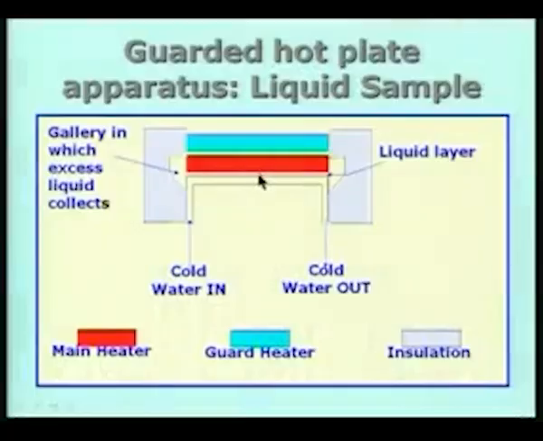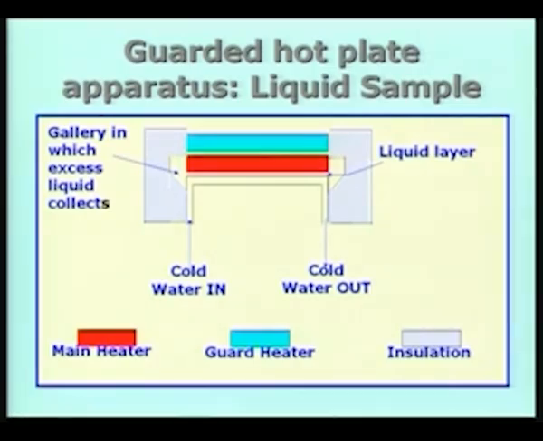So I have a single sample layer, and therefore the main heater in this case will have to be backed by a guard heater. So there is a guard heater here and the main heater here. What I will do is I will monitor the temperature difference across these two, and if it is made equal to 0 by suitably controlling the amount of heat I am going to give to the guard heater, then I can assume that all the heat that is generated in the main heater has to go only from the bottom through the liquid layer. Okay.